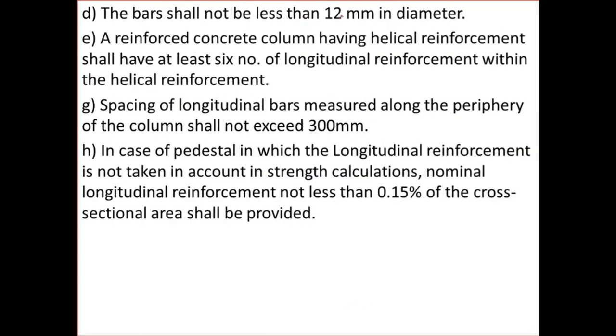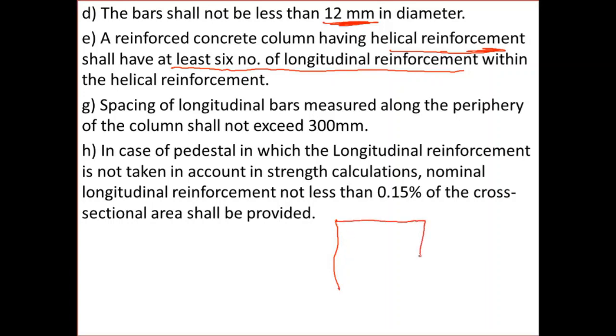Then in the columns, in no case shall the bar diameter be less than 12 mm. Whenever you want to provide the helical reinforcement, in that condition you have to provide at least 6 longitudinal reinforcement bars. Suppose if 4 bars are there, you should not provide the helical reinforcement. So helical reinforcement can be provided only when you have a minimum of 6 bars.